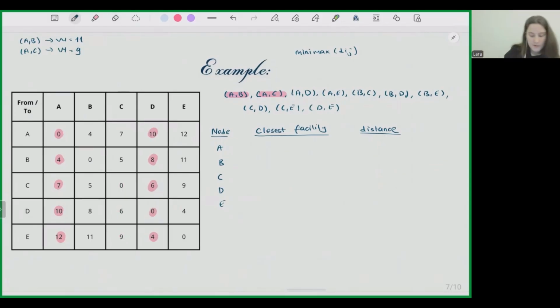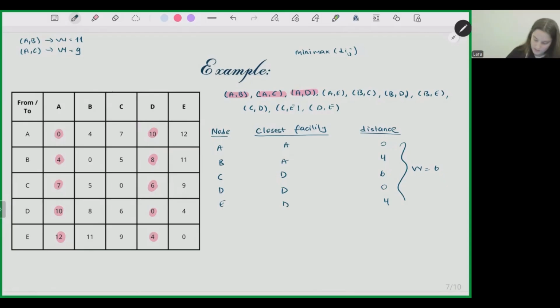Okay. So for the next set, we have A and D. So for A, it's going to be itself again with 0 units of distance. For B, it's going to be A with 4 units of distance. For C, it's going to be D with 6 units of distance. For D, it's going to be itself, the closest facility with 0 units of distance. And for E, it's going to be D with 4 units of distance. So we have to calculate W here again, the maximum service distance, which is going to be 6.